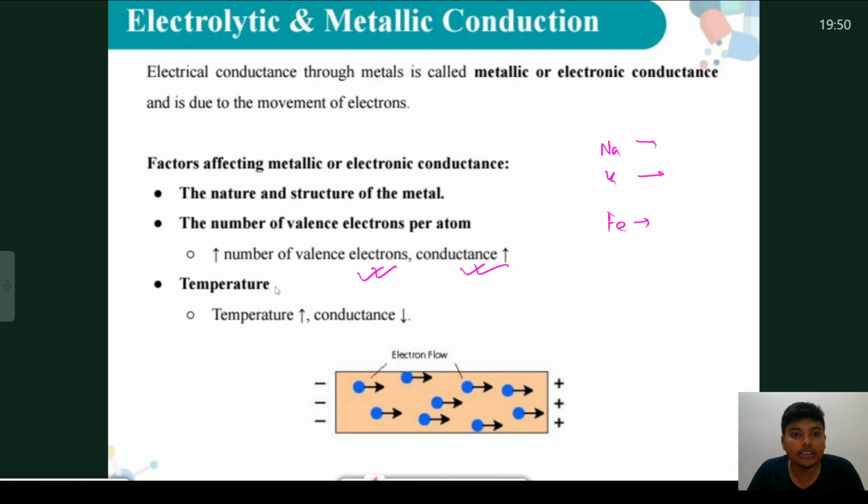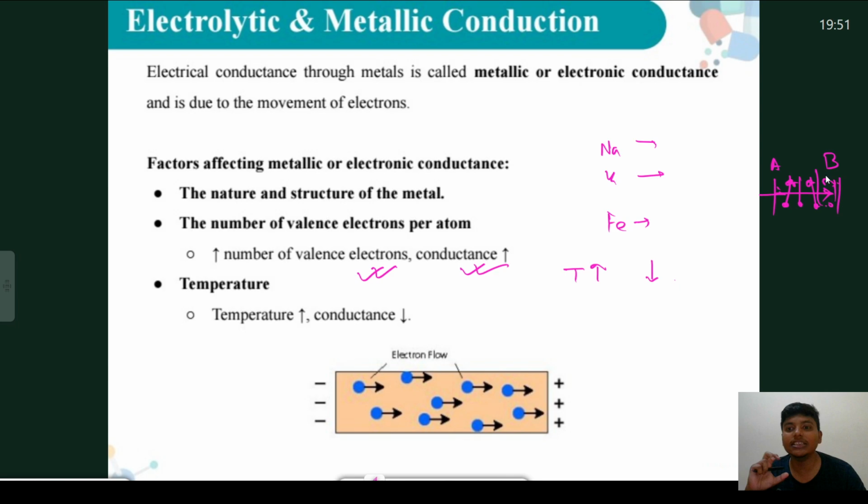Also, metallic conduction is inversely proportional to temperature. Why? If you increase the temperature, the metallic conduction will decrease. Let's suppose you are standing here and you are going this side, A to B. If I increase the temperature, let's suppose molecules or people are here, and they all move here and there. Yes or no? If you wanted to go from A to B, it will be difficult. So your conduction will be hampered.